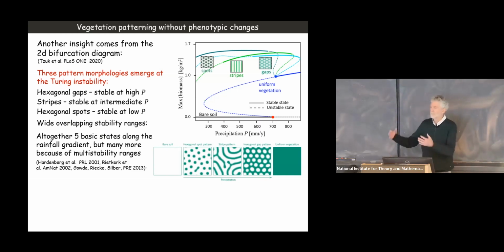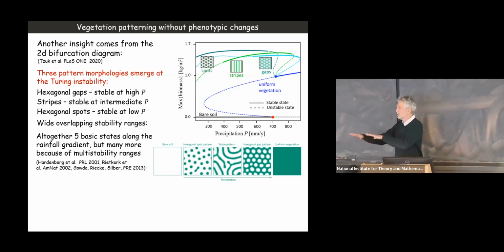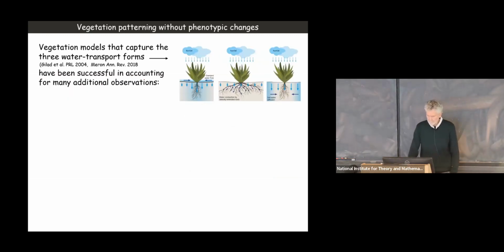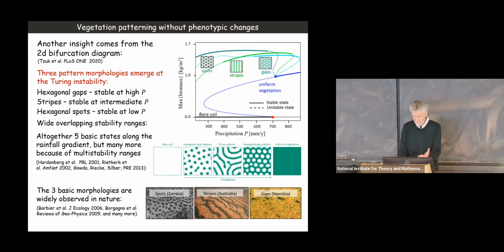Altogether, we have a sequence of five basic states along the rainfall gradient. At high precipitation, uniform vegetation. As we reduce precipitation, we get hexagonal gap patterns, stripes, spots, and then bare soil. And these patterns are observed in nature. So this is kind of encouraging.